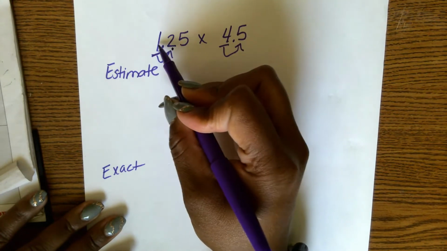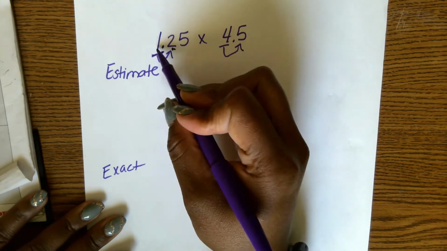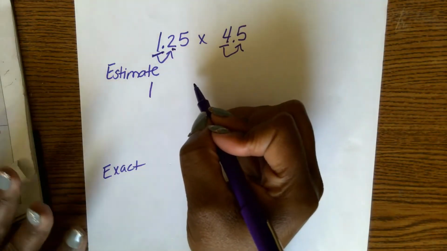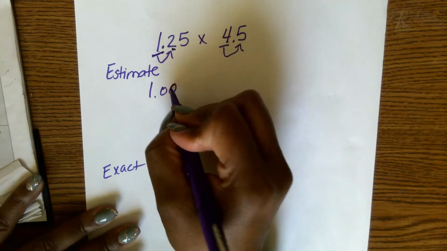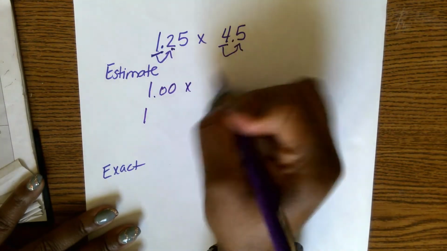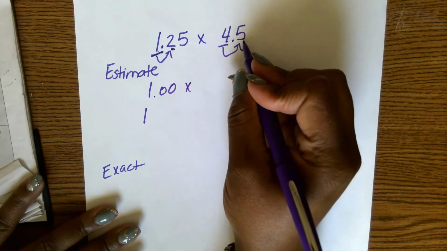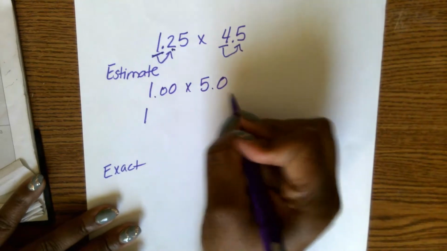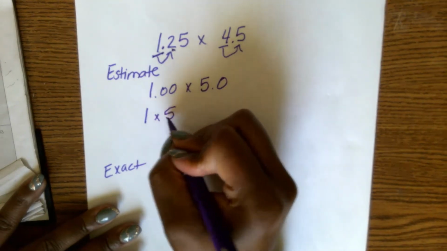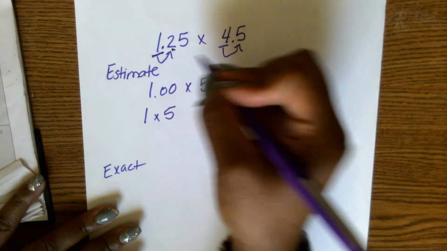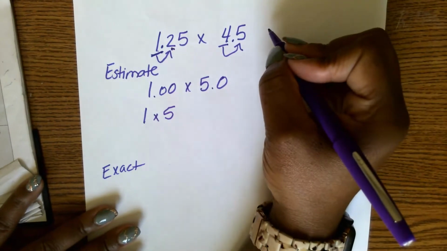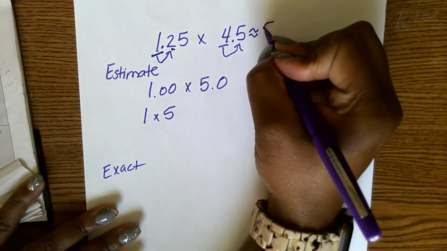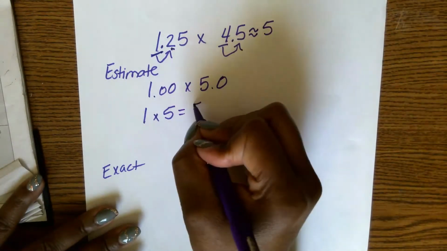If this is 5 or greater, we add one more. This is not 5 or greater, so we're not going to add one more. The digit in the rounded place stays the same and everything behind it becomes a zero, which we could write like this, or like that. For this factor, this is 5 or greater, so we add one more to the rounded place, and everything behind it becomes a zero. Either way, 1 and 25 hundredths times 4 and 5 tenths is about 5 wholes. So that's our estimate.